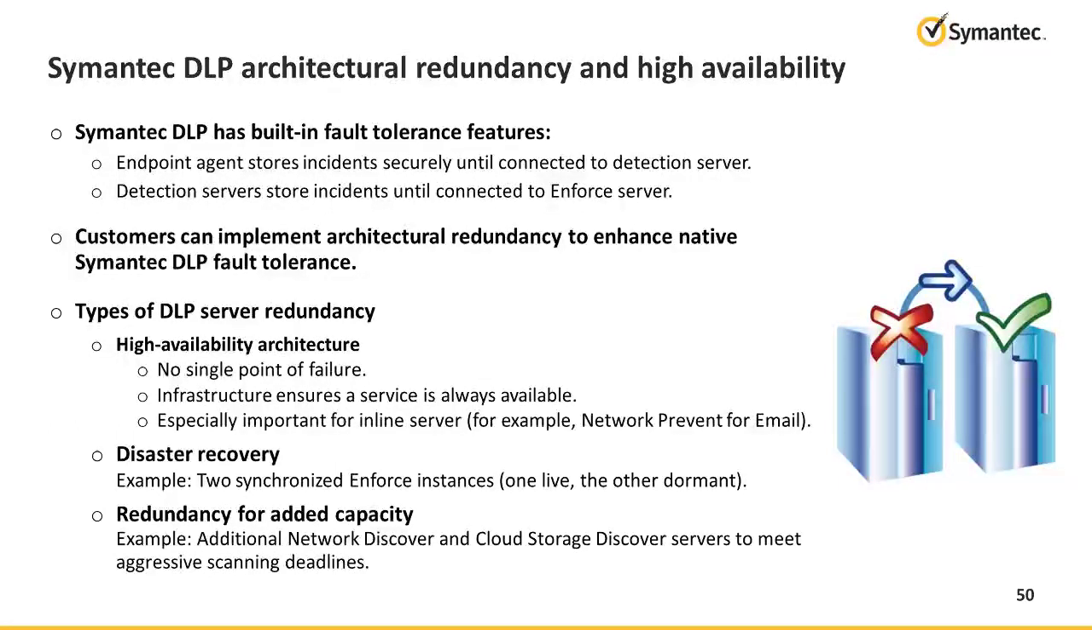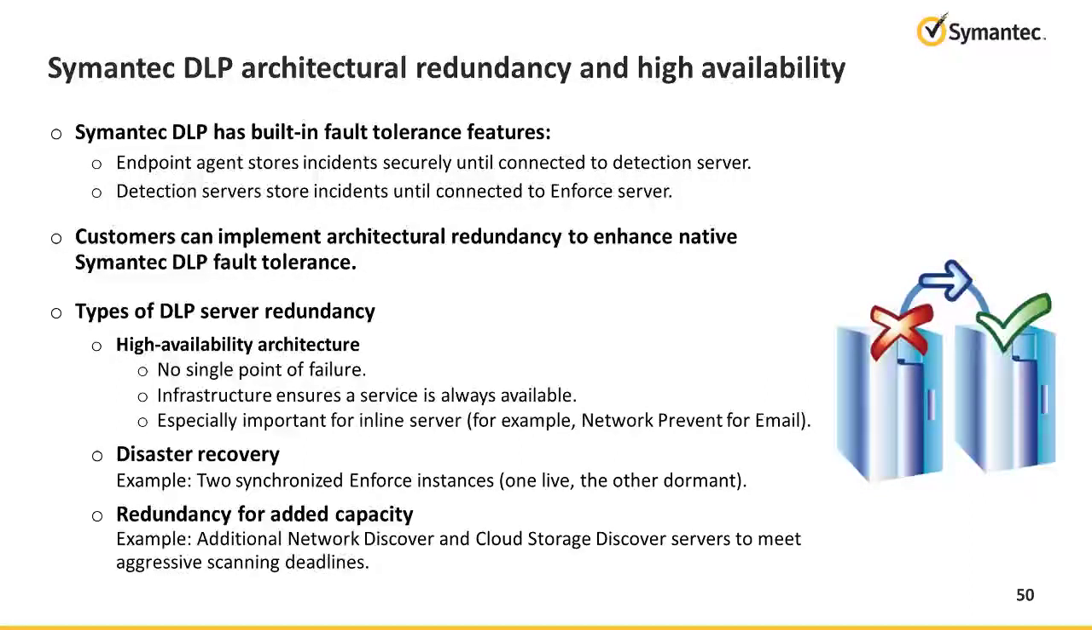For detection servers such as Network Prevent for email servers and Network Prevent for web servers that are implemented inline and that analyze live traffic leaving the network, this can mean the implementation of high availability or HA architecture in which multiple detection servers are ready to handle detection requests from a bank of MTAs or web proxies.